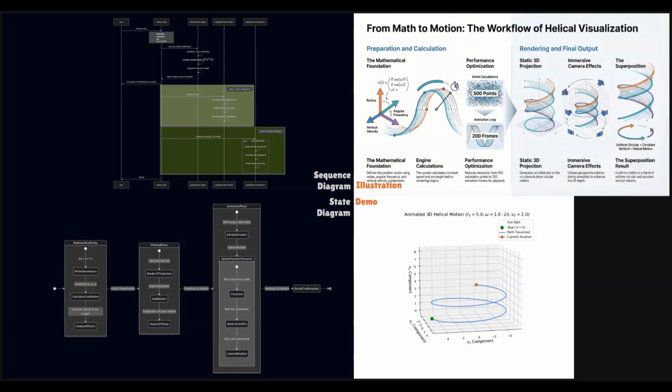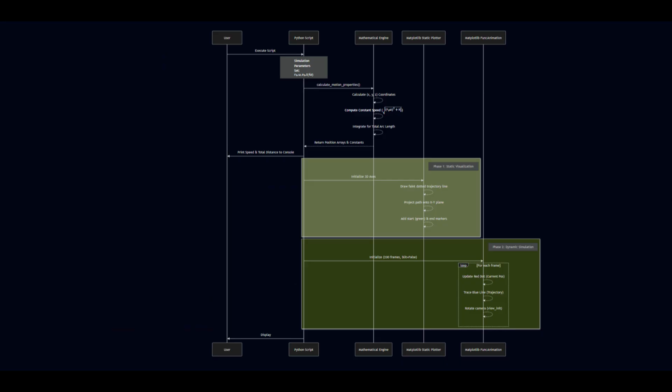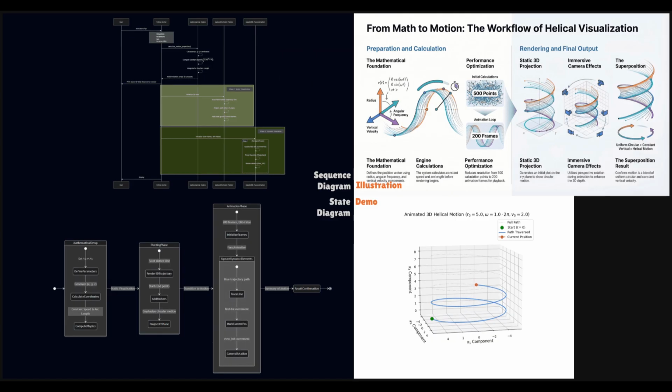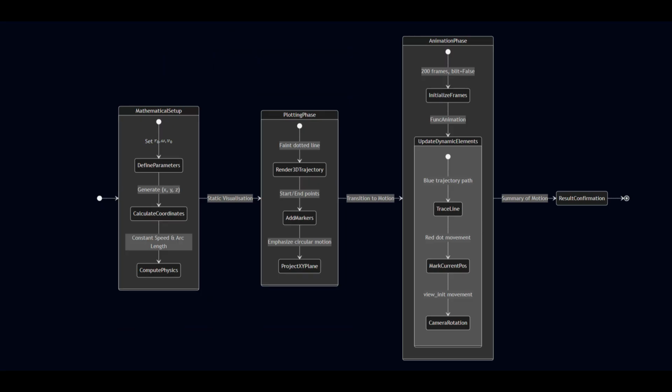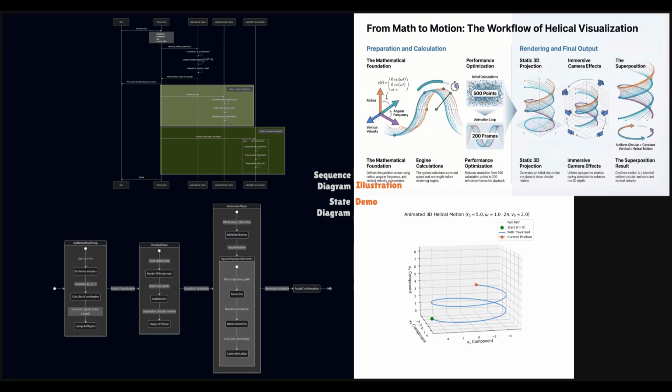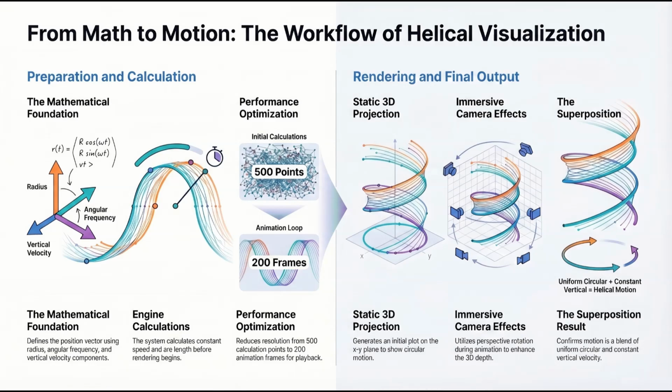Synthesis of theory and visualization. Ultimately, these diagrams bridge the gap between the pencil and paper logic of the derivation sheet and the interactive simulation. The derivations prove that the motion is a perfect blend of a steady vertical climb and uniform circular rotation. The diagrams then ensure this superposition is rendered accurately, resulting in a visualization that emphasizes a constant radius and a steady, predictable spiral.